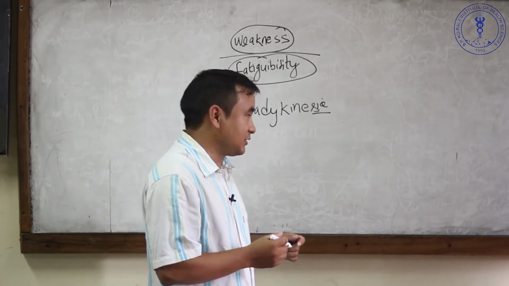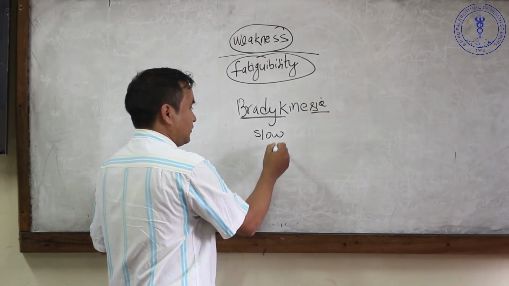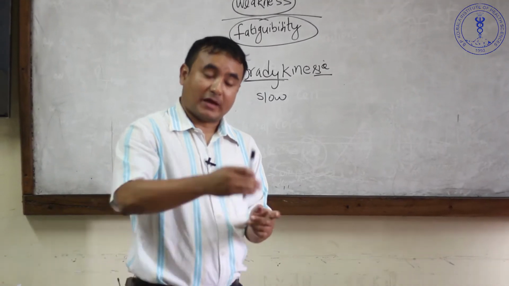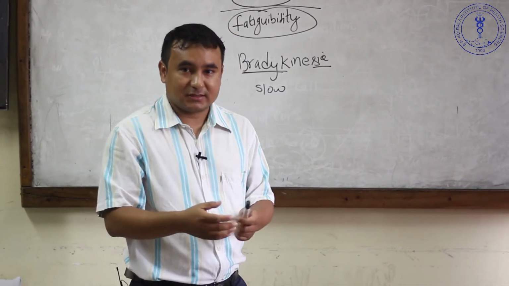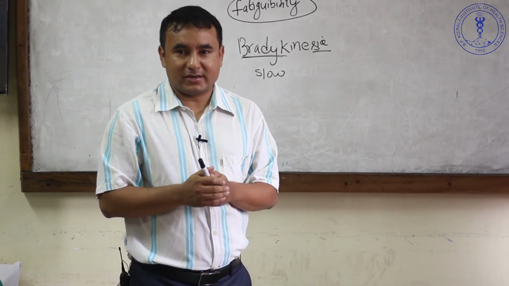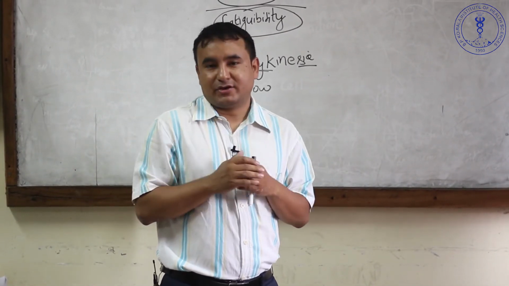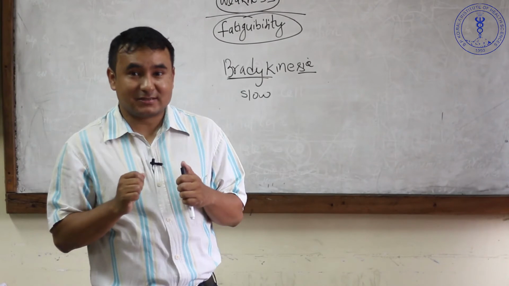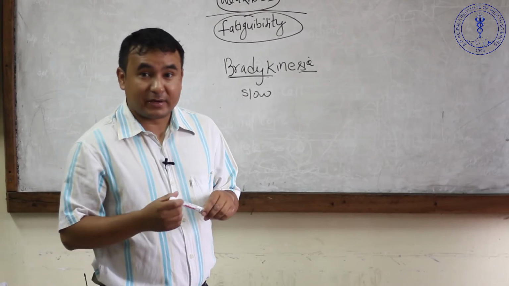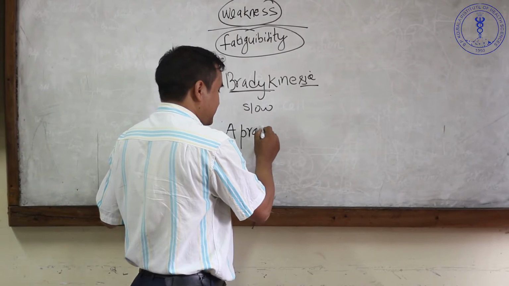So bradykinesia, as the word suggests, brady, slow. If I have to lift it, I can lift it, I can sustain it, but I am taking more time, then that is called bradykinesia. That is the slowness in the movement that you will classically see in a patient with Parkinson's disease. That is just a slowness in the action. And another term you need to understand is apraxia.